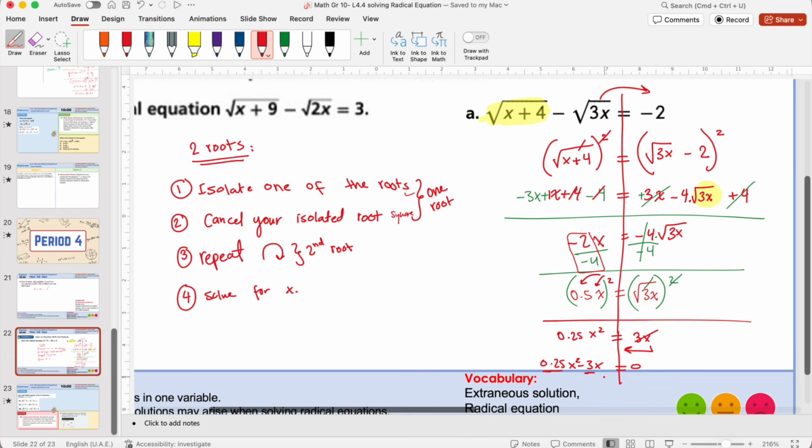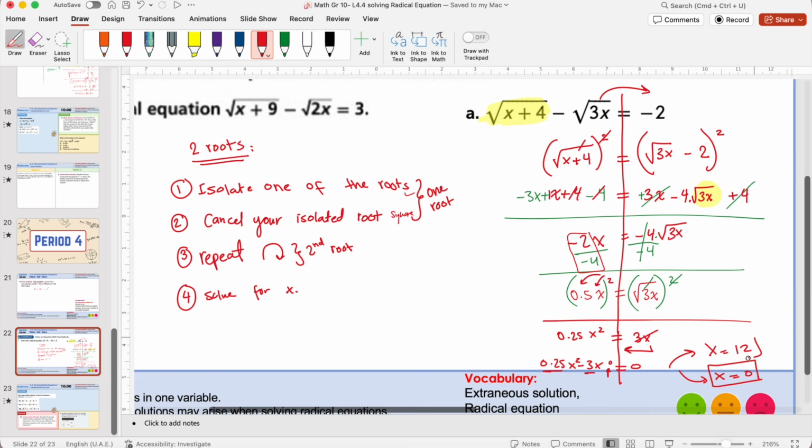A, B, and C is 0. In your calculator, mode 5, A is 0.25, B is negative 3, and C is 0. Done. So I have two solutions. Finally, x equals 12, x equals 0.